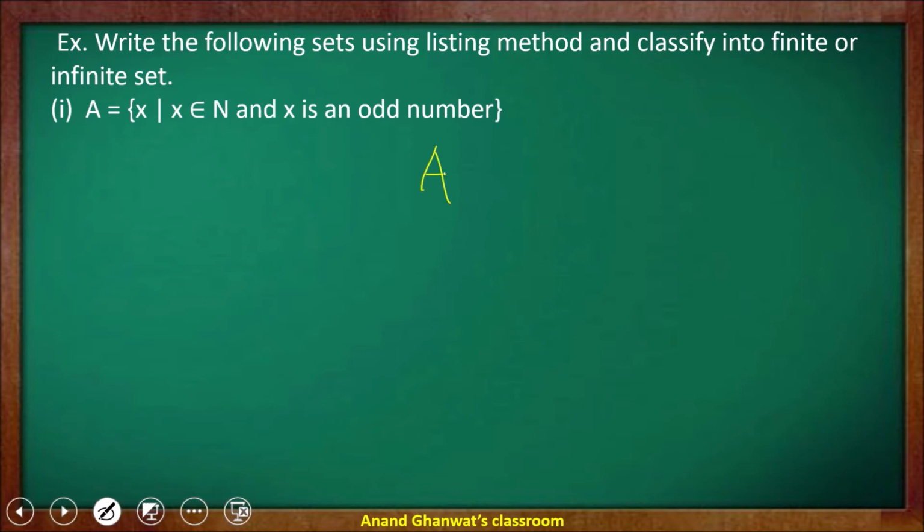A is equal to the numbers which are natural and odd. Let us start from 1, 3, 5, 7. These are the odd natural numbers. But the list does not end. We cannot say the last element. Therefore, set A, which includes uncountable elements, is called infinite. So set A is an infinite set.